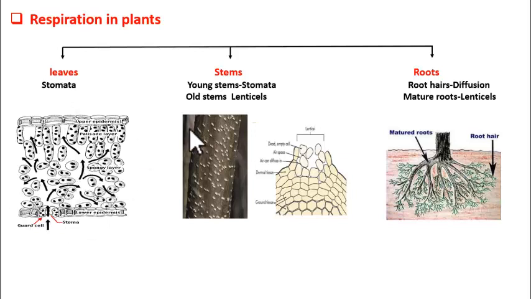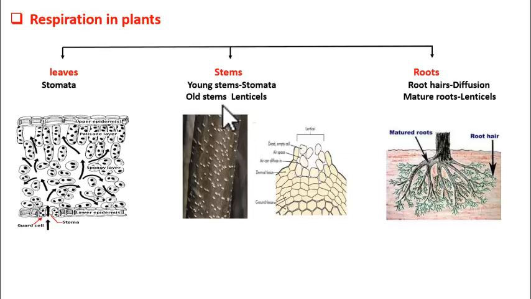Got it, students? Now stems. Young stems which are green have stomata like leaves. So in the same way, respiration occurs there also. Through stomata air enters, then into loose air channels, touches every cell, and through diffusion oxygen enters into the cells, carbon dioxide comes out, and finally is expelled out through stomata.